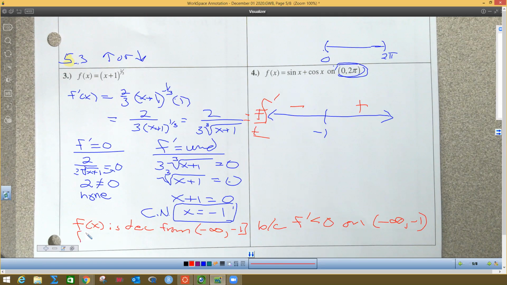Then I would say f of x is increasing from -1 to infinity because f prime is greater than 0 on the interval -1, that's parenthesis, -1 to infinity. So that's what you would write on that. So that stuff after the because, that's called the justification. So I would like you to try to practice using the justification because that's going to be on the AP test. Does anybody else have anything they need me to do?